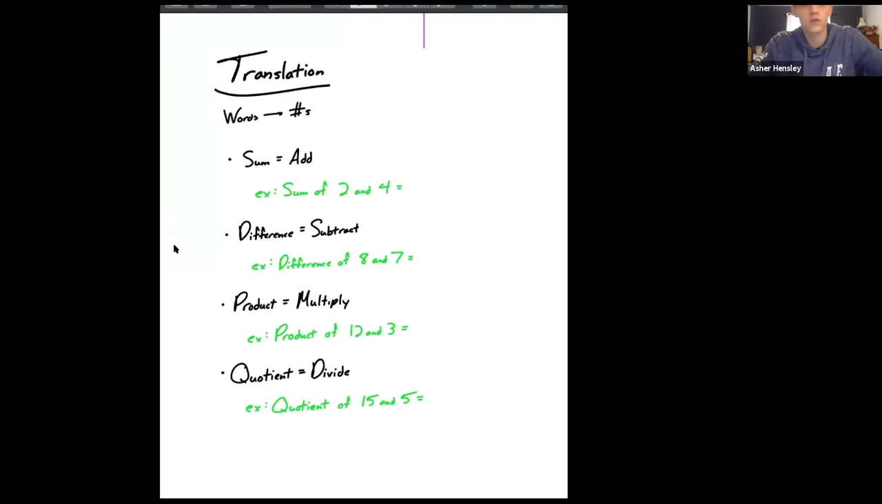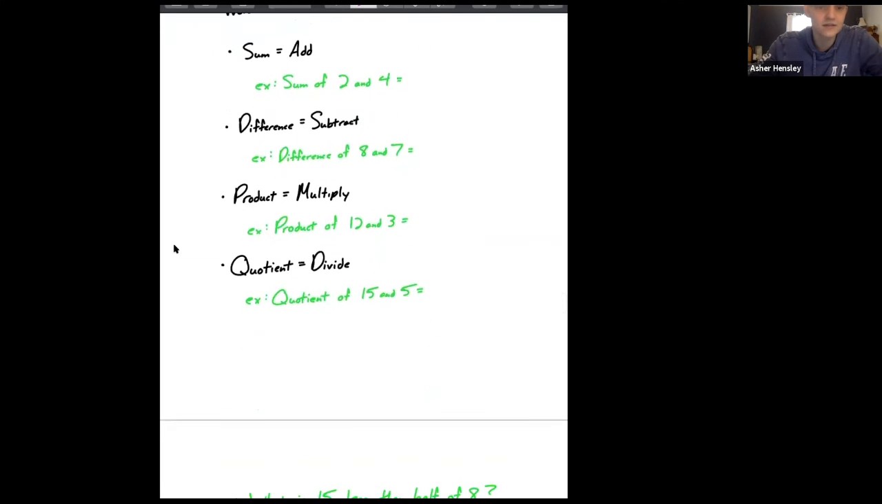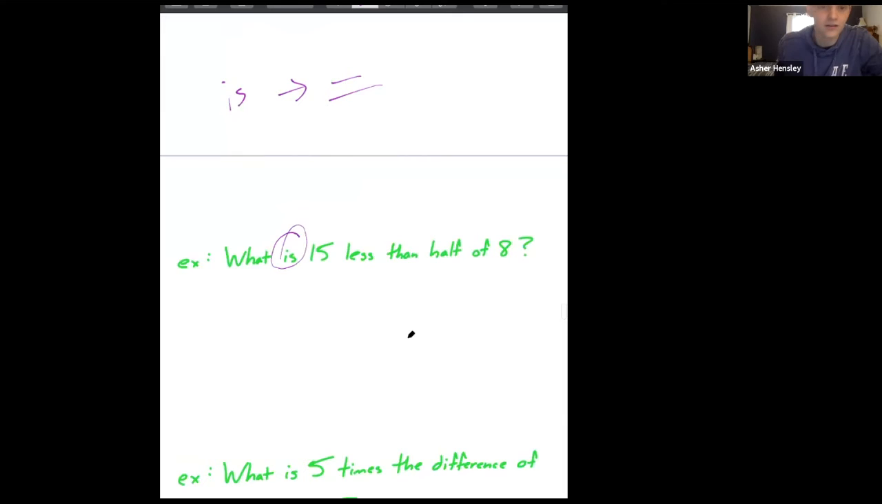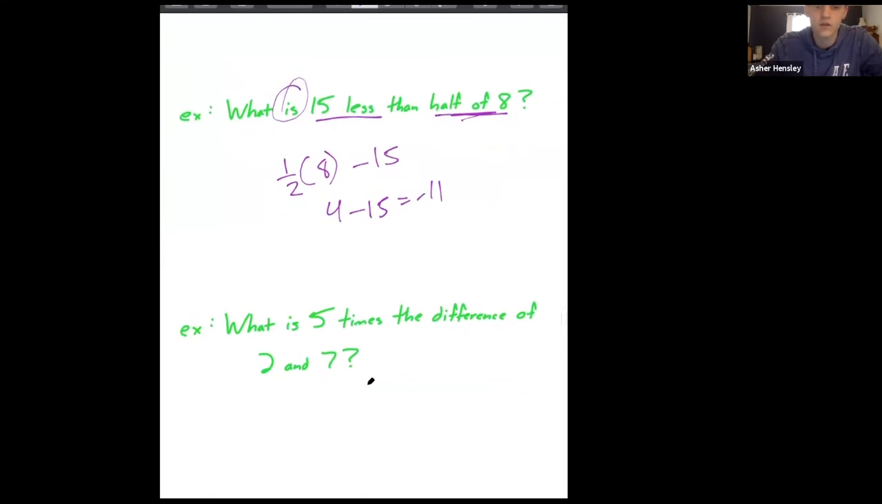Cool. Another word: whenever you see "is," that's just an equal sign. So if you say the word "is," that means just put an equal sign. So what is, look, I can already use this, right? What is 15 less than half of 8? That just means we're solving for that. The first thing we're going to do is take half of 8, and then we're trying to find 15 less, minus 15. And that's it. So 4 minus 15 equals negative 11. That's all that's going on.